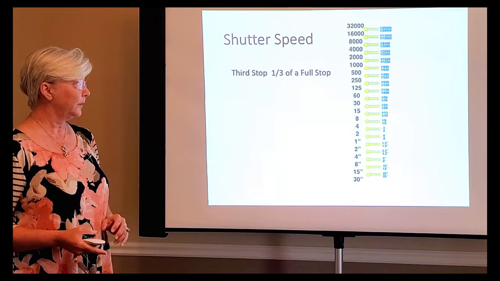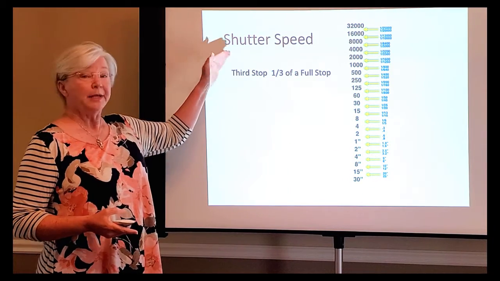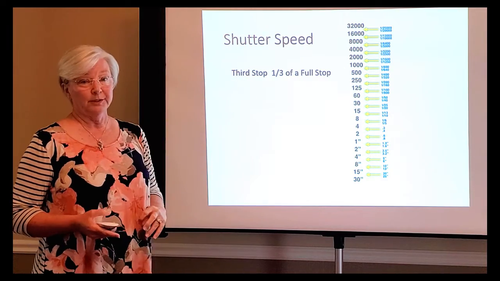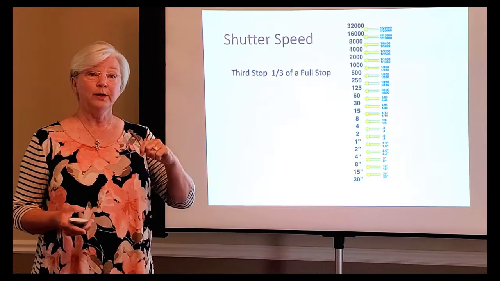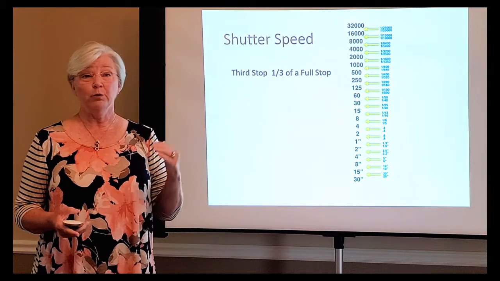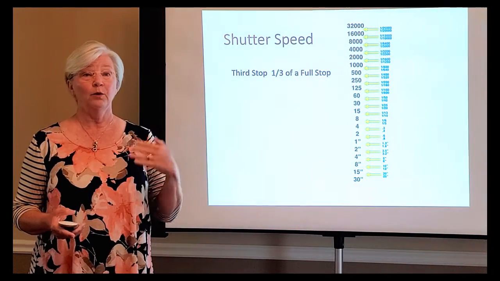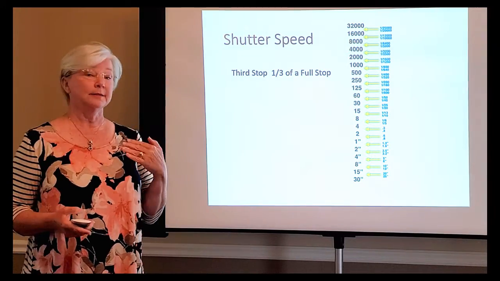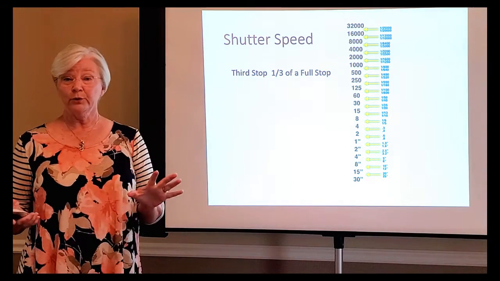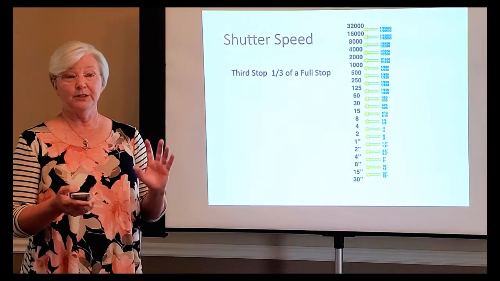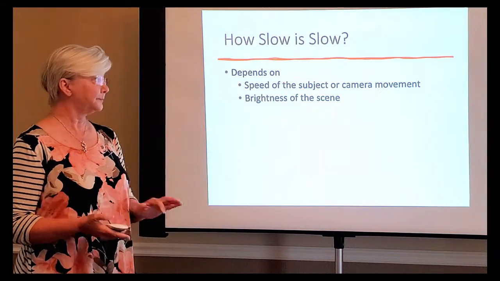Some cameras will let you control shutter speed down to 1/3 of a stop. You don't have to just do everything at a full stop. So I wouldn't have to go from 1 second to 2 seconds. I could go from 1 second to 1.5 seconds or 1 1/3 seconds, those kinds of things. Each camera is going to be different, so you'll need to check your camera manual and documentation to see what your camera settings are.